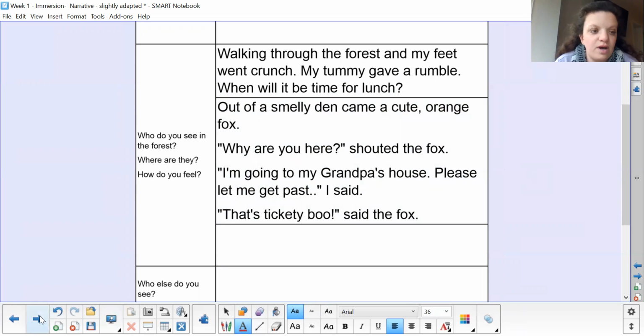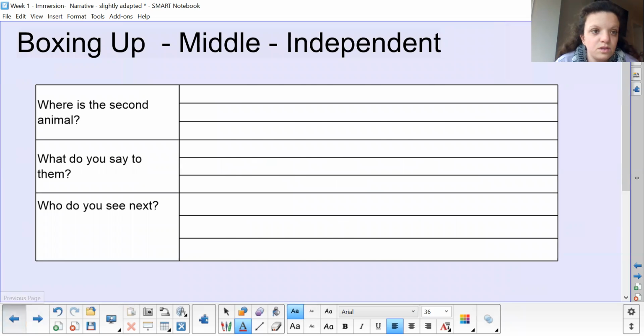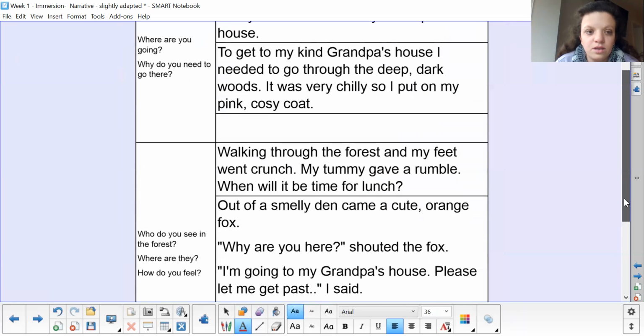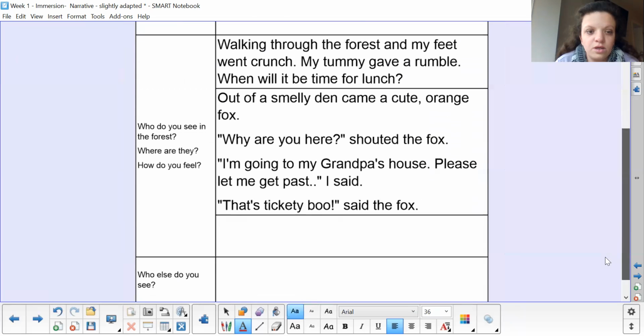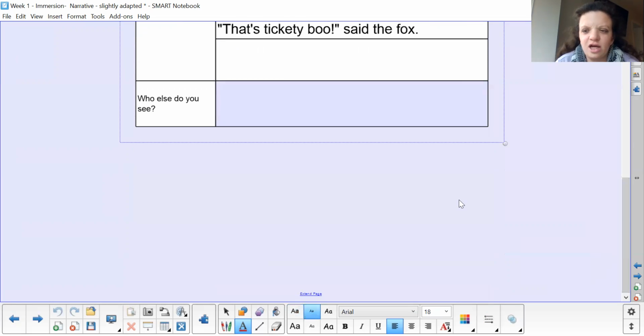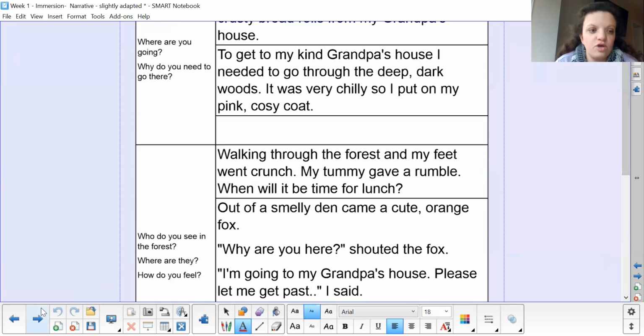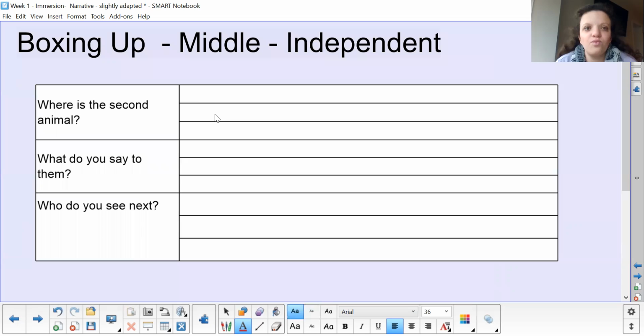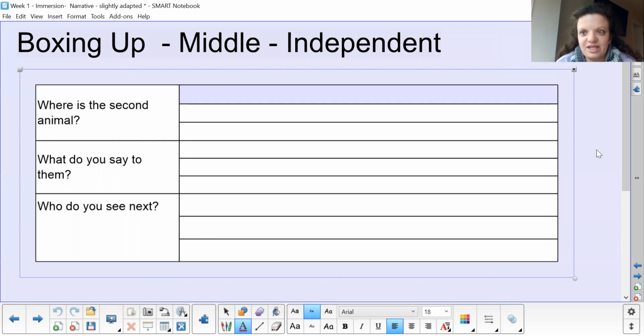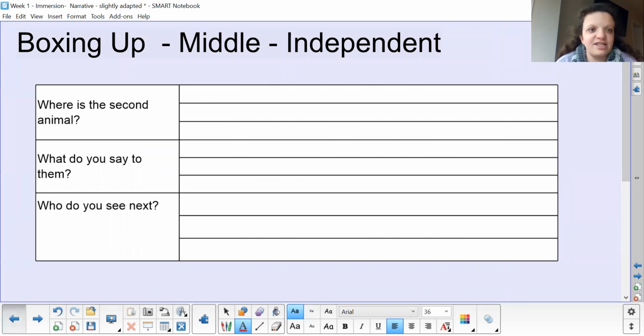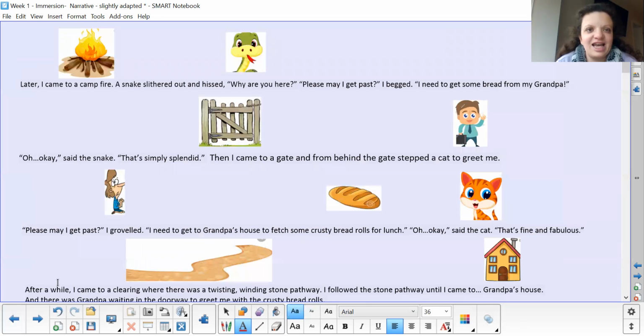Okay, fantastic. Well done. Who else are we going to see? That's our next question that we're going to go on to our next page. And we're going to see who we see next. So where is the second animal? So our second animal was the snake. Let's go back to our text and let's see.